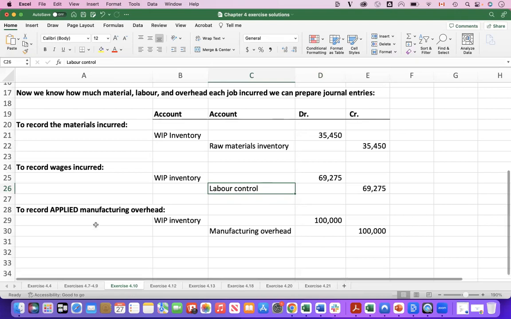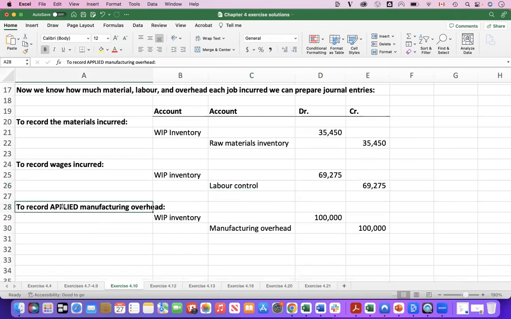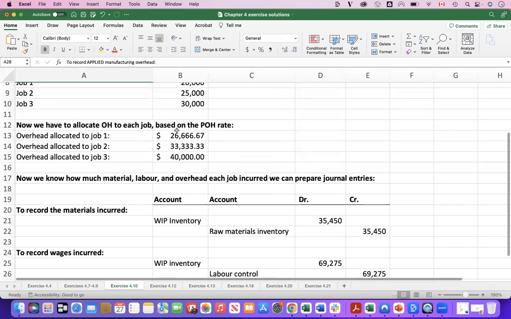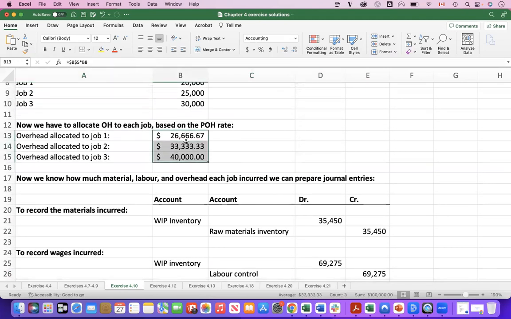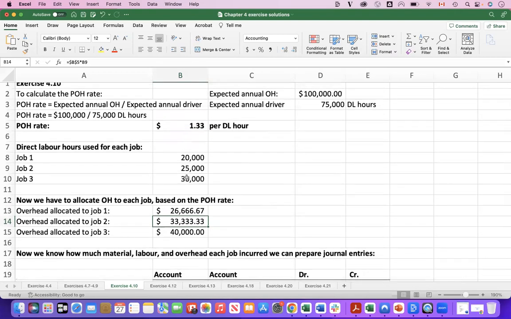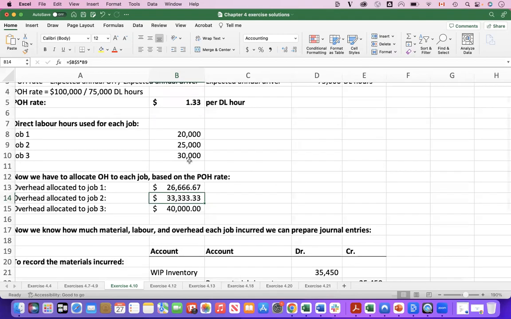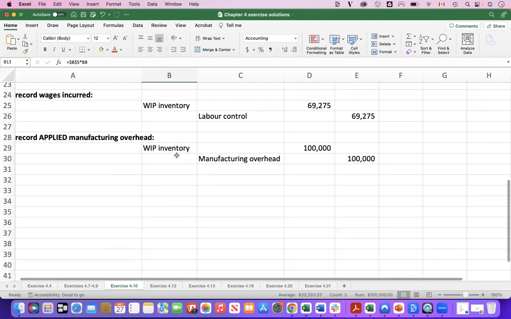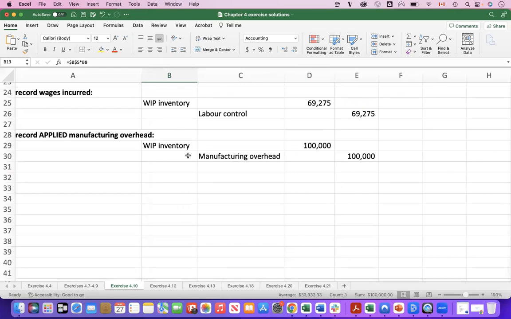That's why we're crediting the labor control account. The final journal entry here is to record the applied manufacturing overhead. So that's the estimate, everything we just did up here. Job 1, we're allocating 26,600 plus. Job 2, 33,333. Job 3, 40,000. Now we calculated that again. We took the direct labor hours for each job and multiplied by the predetermined overhead rate. If you add all of that up, we are applying manufacturing overhead, or we're estimating we incurred, 100,000 in manufacturing overhead. So I'm going to debit my work in process inventory account for 100,000, credit my manufacturing overhead control account for the same.